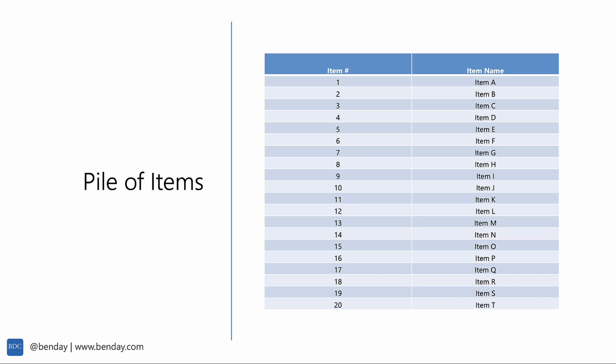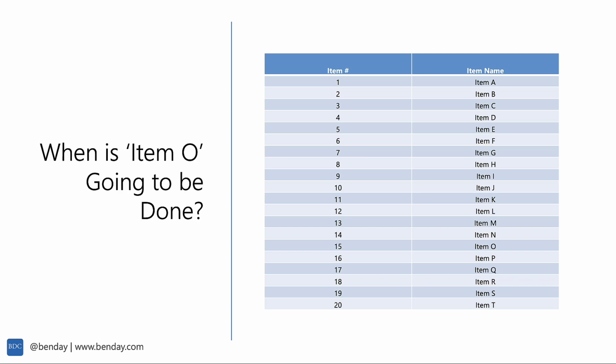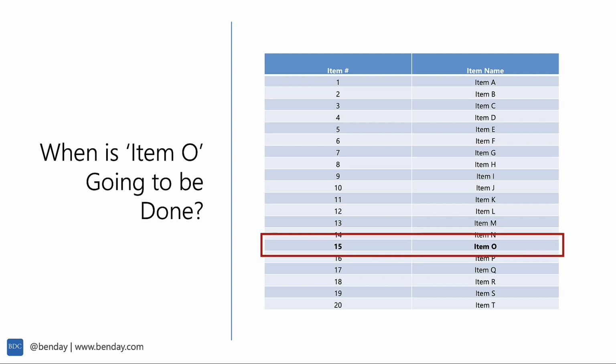There's not a lot of detail to this, just a bunch of item names and the number that item is in the backlog. So someone comes up to us and says, when is item O going to be done? Item O, that's item number 15 in our backlog. So rather than thinking of this as when is item O going to be done, a better way to think of it using throughput is how long is it going to take us to get 15 items completed. It doesn't really matter about item O. There's nothing magical about that. There is something much more significant about delivering 15 items.